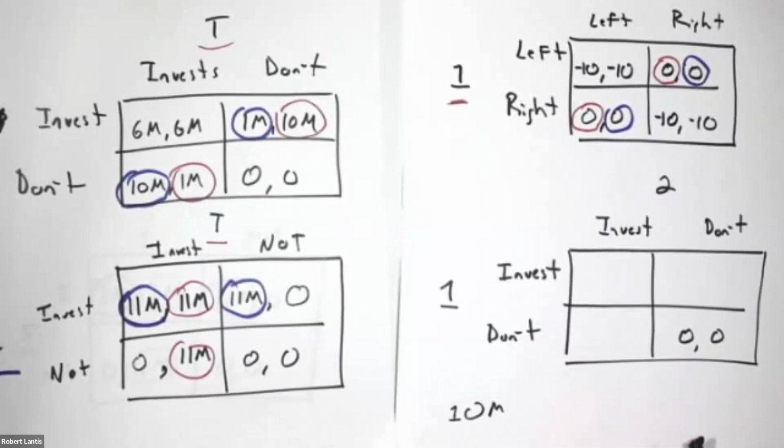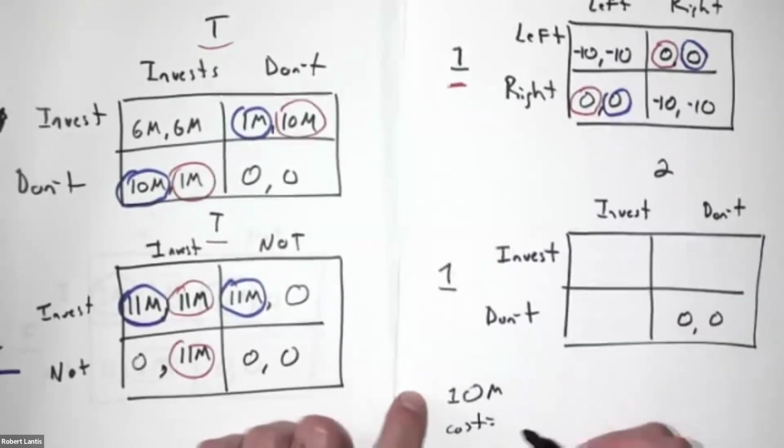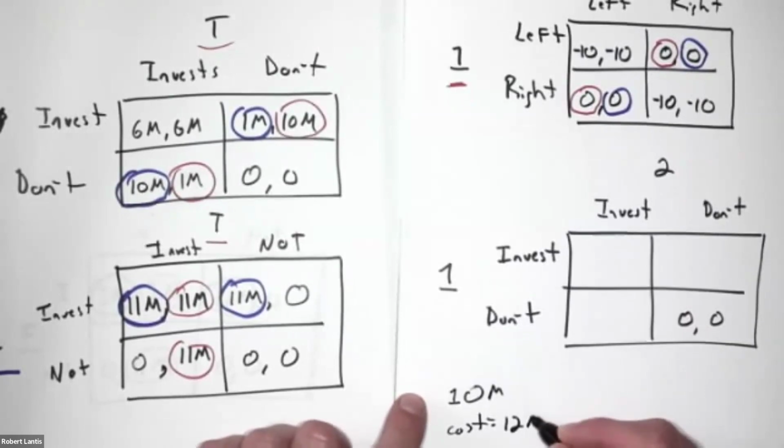But in my previous example, we said, what did I want? Let's say if I'm investing and we both can use this, there's no patents, we both make 10 million. And let's say the cost to R&D was, I don't know, let's do 12 million to make a point.